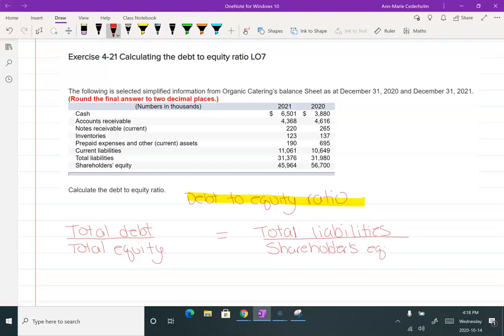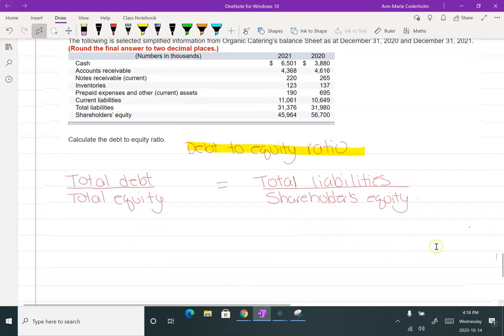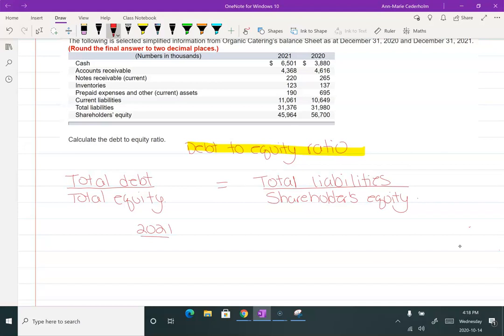And again, you can get these numbers off the balance sheet, but in this case, we only have a few of the accounts, so I'm just going to pick them off. So for 2021, my total debt, which is my total liabilities, so when I look at current liabilities, it must be included in total liabilities. That's why I didn't add them together. So I'll do total liabilities of 31,376 and divide that by total equity of 45,964, and that gives me 0.68. So I'll just round these to 2 decimal places like they asked me to.